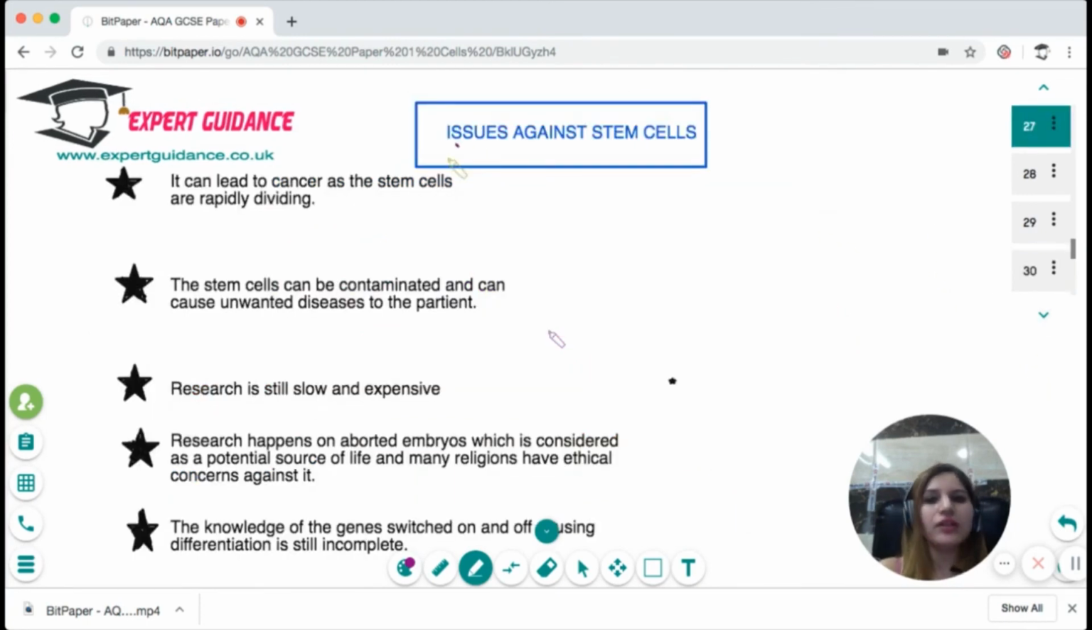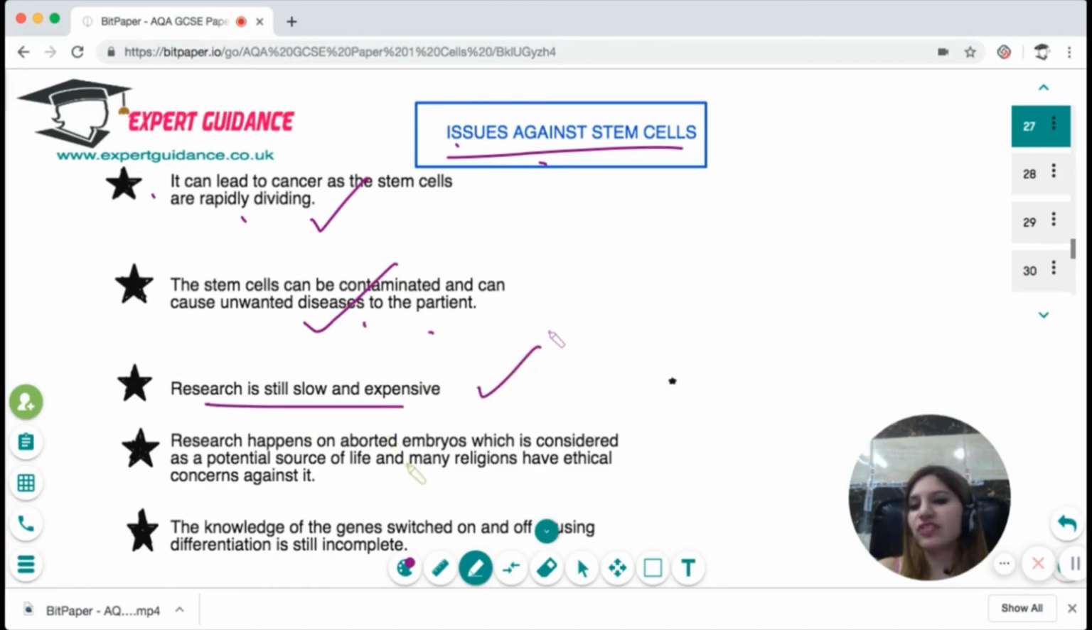However, there are a lot of issues against stem cells. As the stem cells are rapidly dividing, if we introduce the stem cells into an organism, it can lead to cancer. The stem cells can be contaminated and can cause unwanted diseases to the patient. The research in stem cells is still slow and expensive.